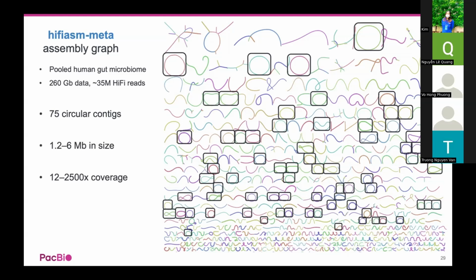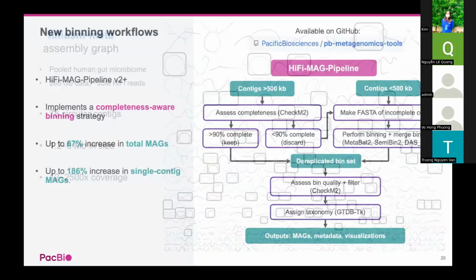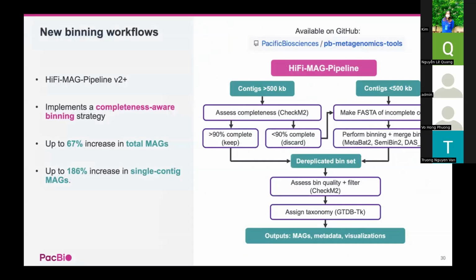This is the reason why we need a post-processing pipeline to identify and extract these additional high-quality MAGs from this complex set. As such, we developed a HiFi-MAG pipeline, which takes assembled contigs and outputs the high-quality MAG sequences, metadata, and visualizations. Now, the version of this pipeline is 2.0, which implements a completeness-aware binning strategy. As a result, version 2 shows not only an increase in total MAGs, but also an increase in single contig MAGs compared to the previous version.